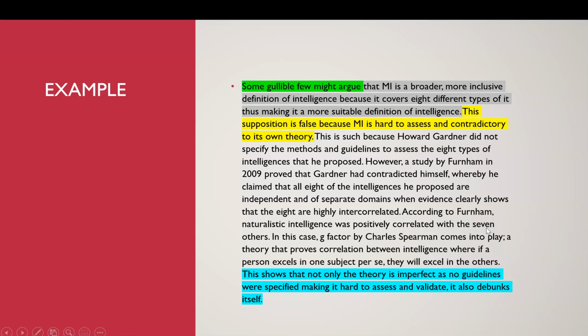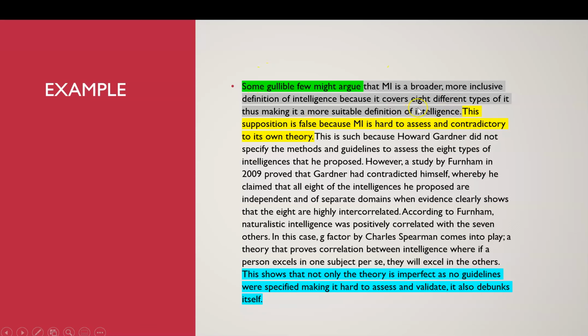Let's look at an example. What I mentioned earlier, the signaling phrases. That means you need to signal that this is the opponent's main idea or the opponent's idea. So we can use, for example, "a few might argue" to signal that this is the opponent's idea: that MI is a broader, more inclusive definition of intelligence because it covers 8 different types of it, thus making it a more suitable definition of intelligence.